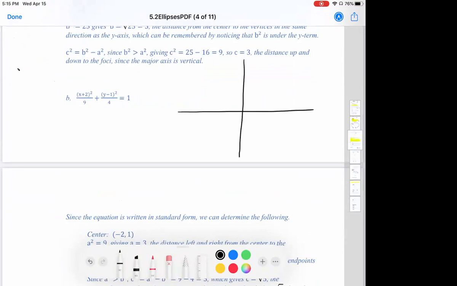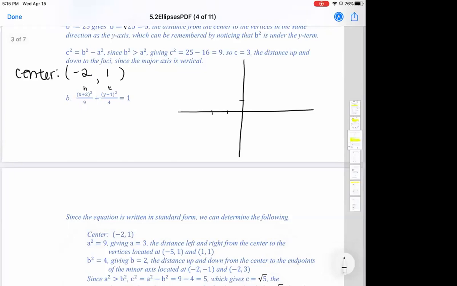A good starting point is our center. Our center would be, it's always h by the x and k by the y. Remember, it's always the opposite sign. So I have a plus 2 for h, so I write minus 2. I have a minus 1 for k, I'll write positive 1. So I have a center at negative 2, up 1.